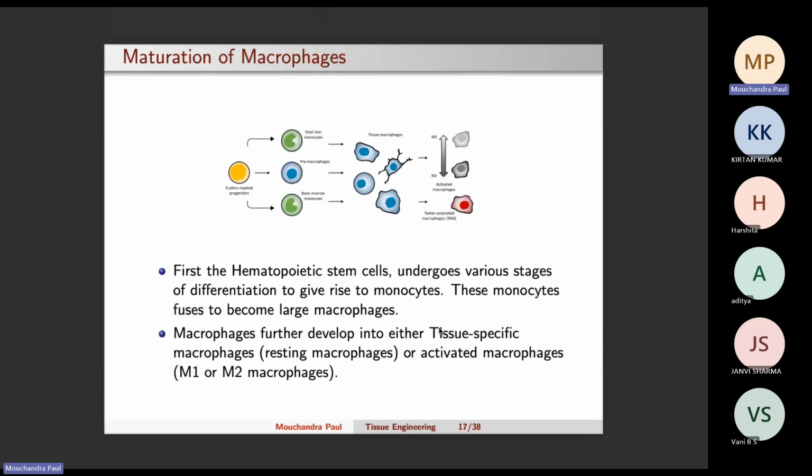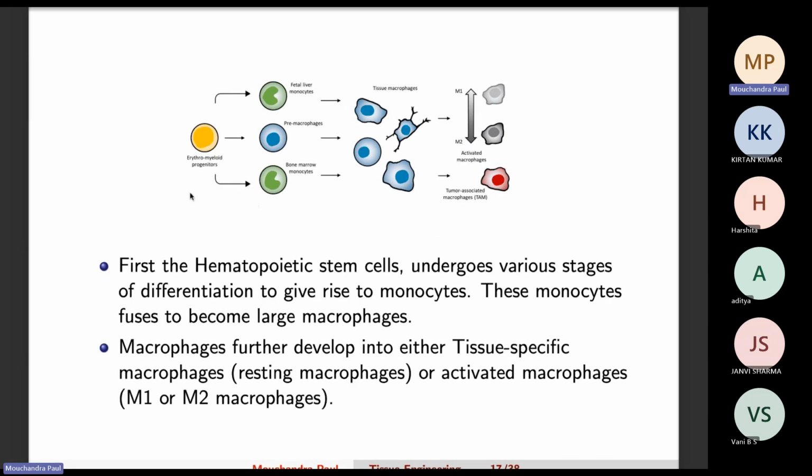So how are macrophages maturing? Now we will discuss that. In this figure, you see the myeloid progenitor cells that have formed from the hematopoietic stem cells. One of the daughter cells of that myeloid progenitor cell has decided to go towards differentiation into a monocyte. This monocyte will then fuse to become a macrophage. That is how it goes.